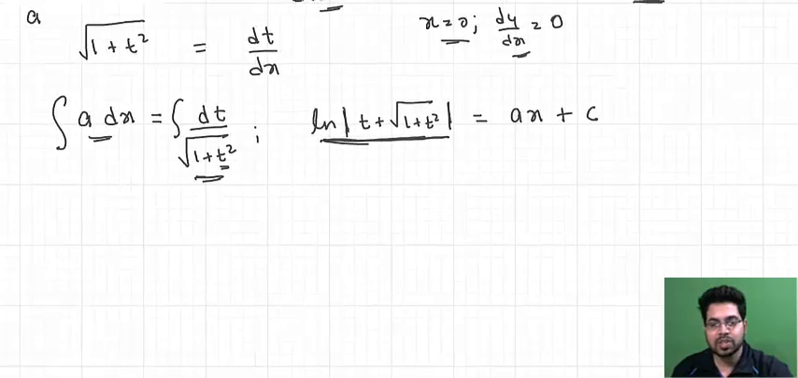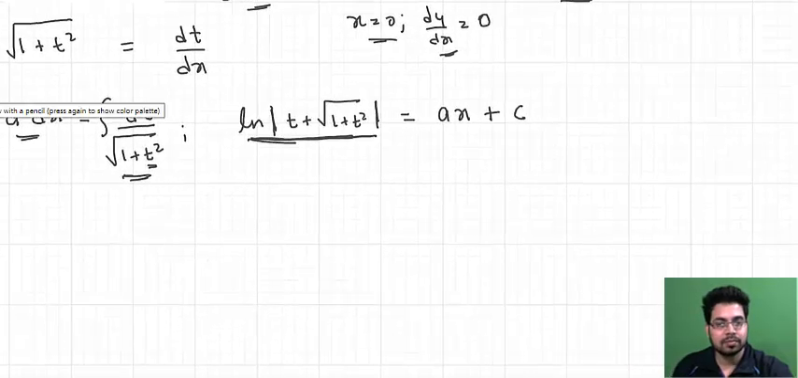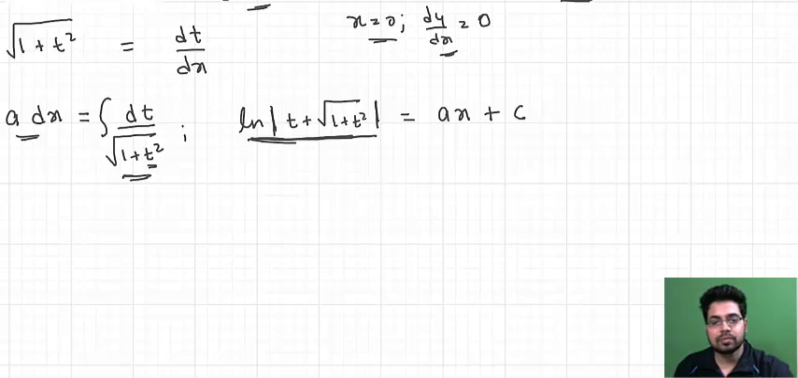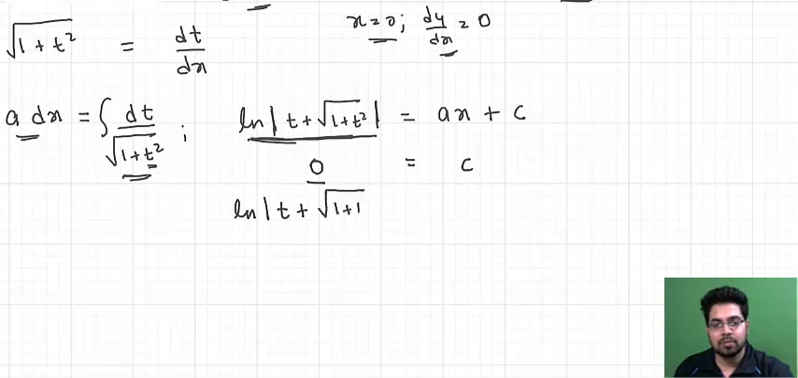This is the final equation. So I'll put x equals 0. Here I will get c, and here I will get ln of 1, that would be 0. So my c is going to turn out to be 0. So this expression then becomes ln of t plus root under 1 plus t square is equal to ax.